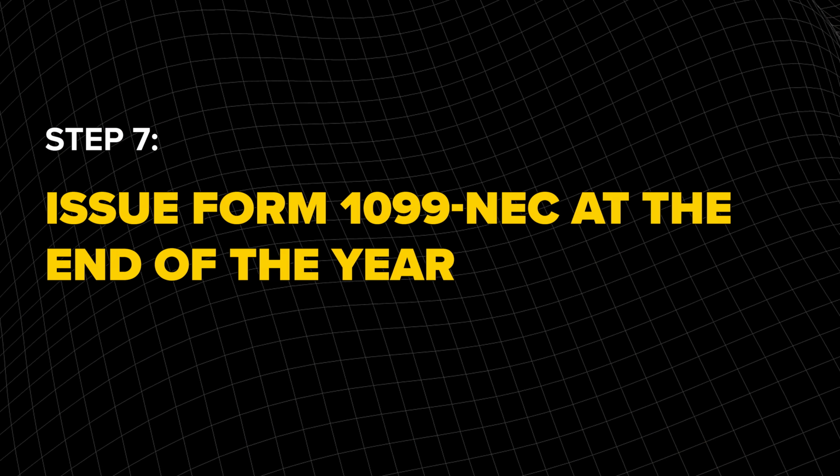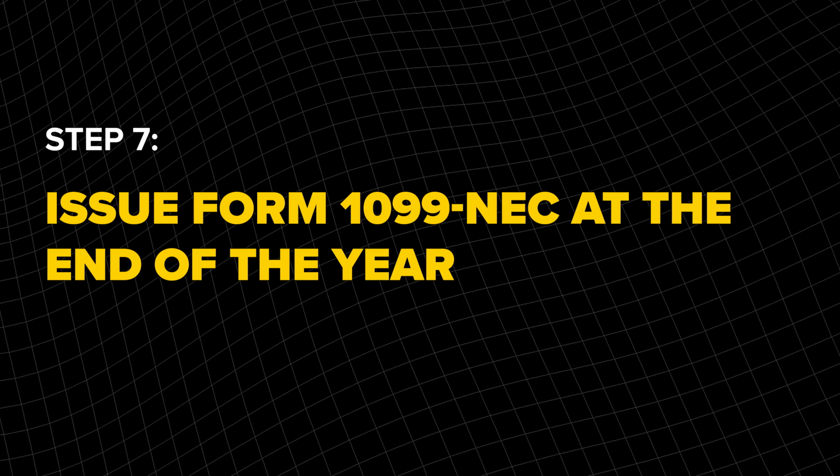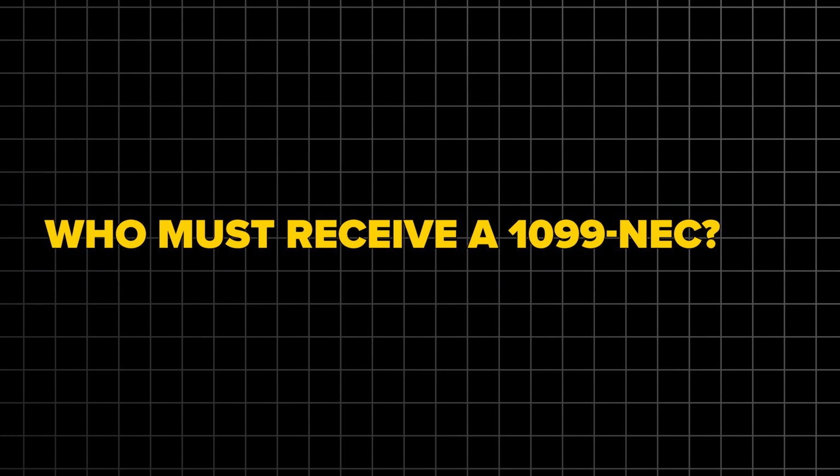Step 7, issue Form 1099 NEC at the end of the year. Once you have paid any contractor $600 or more in a calendar year, the IRS requires your LLC to issue a Form 1099 NEC. This is not optional, it is a mandatory federal reporting requirement. Who must receive a 1099 NEC?